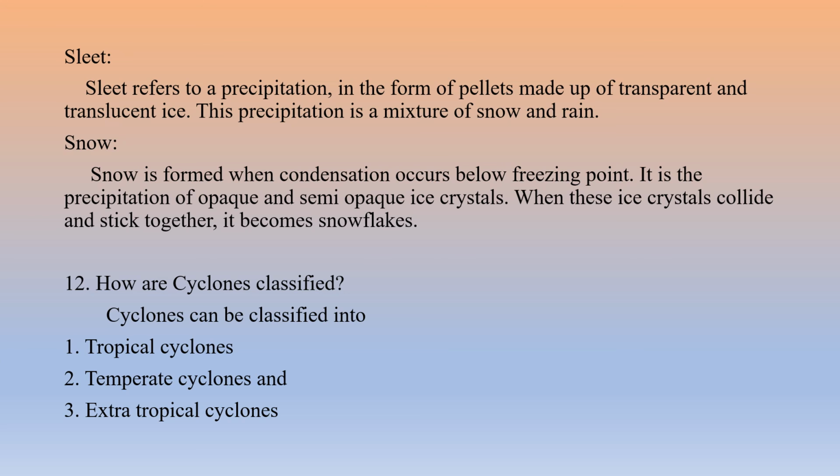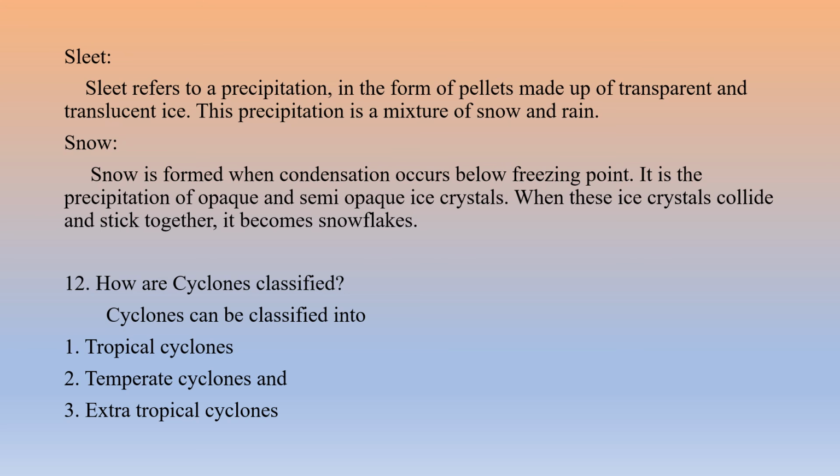12th question. How are cyclones classified? Cyclones can be classified into 3 types: tropical cyclones, temperate cyclones, and extratropical cyclones. Tropical cyclones means the area which is located in the tropical zone. India is located in the tropical zone, so it will be having cyclones during the rainy season, especially October, November and December.